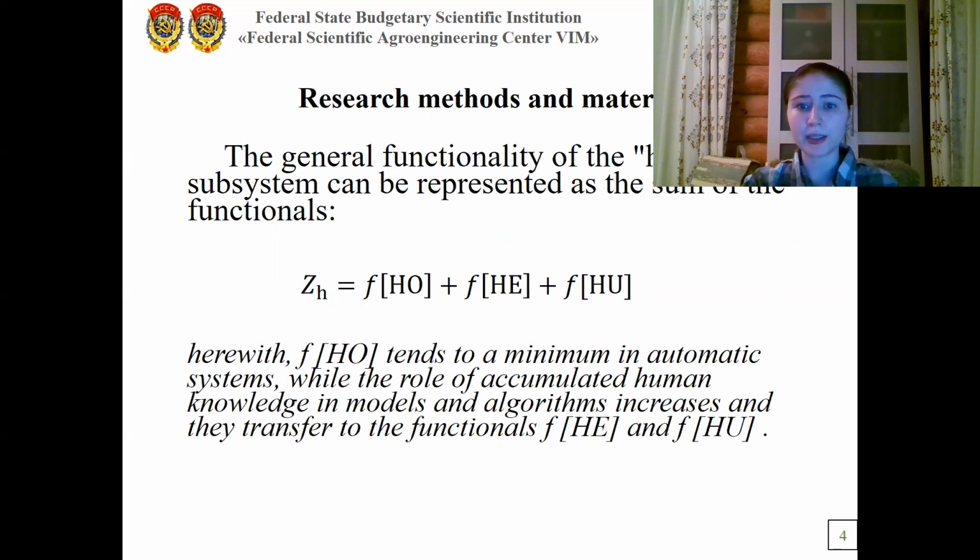Of course, the role of man in the system man-machine-animal is not only preserved but also increases. However, with the development of automation tools, the functions of the human operator, HO, will gradually be replaced by a human expert, HE, and a human user, HU. The general functionality of the human subsystem can be represented as the sum of functionals. As you can see, the function of the human operator tends to a minimum in an automatic system, while the role of accumulating human knowledge in models and algorithms increases, and they transfer to the function of human expert and human user.